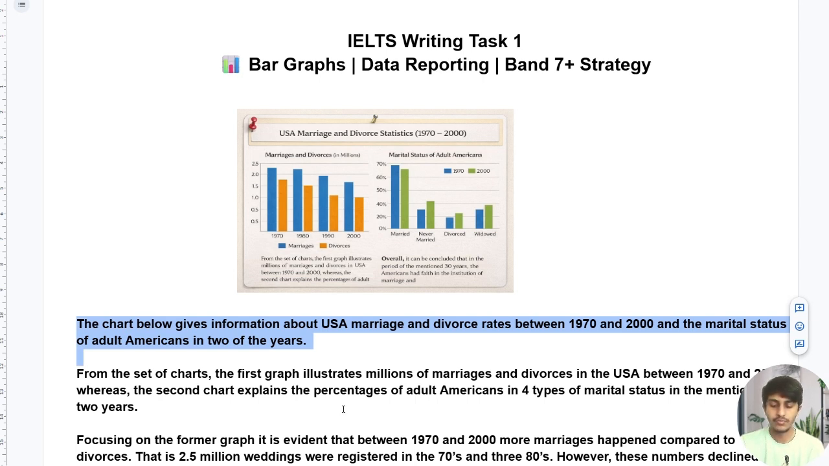So please don't feel demotivated if a graph looks difficult right now. Every strong IELTS candidate once felt the same. So practice one graph daily, analyze before writing and focus on trends, not fears. Improvement will come step by step.